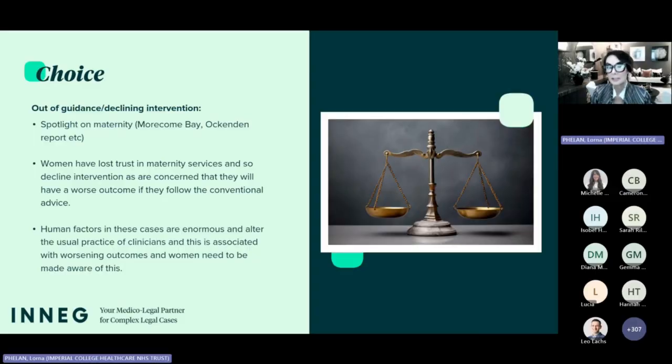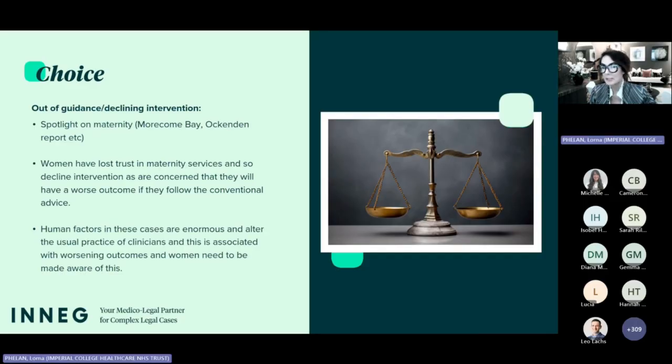At the moment in maternity, we're really in the spotlight. I'm sure you're all aware of the Morecambe Bay and Ockenden reports. Every unit in the country is under scrutiny. And because of the media hype, women nationally have lost trust in maternity services. And more, they're declining intervention because they've lost trust in the caregivers and they're concerned that they will have worse outcomes if they take the advice of the people looking after them.